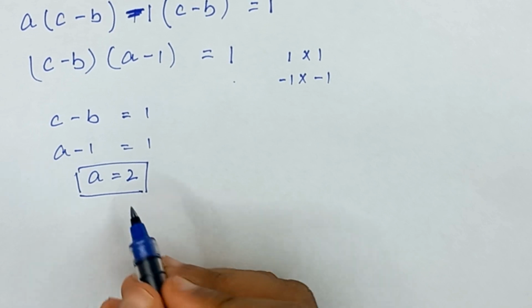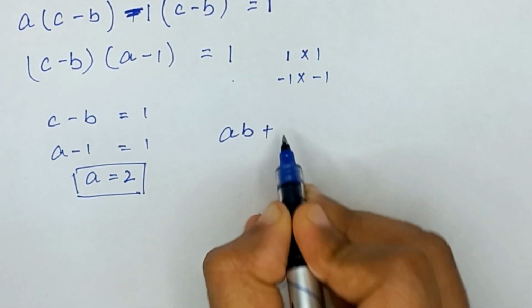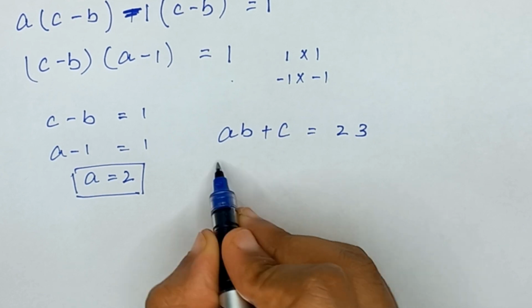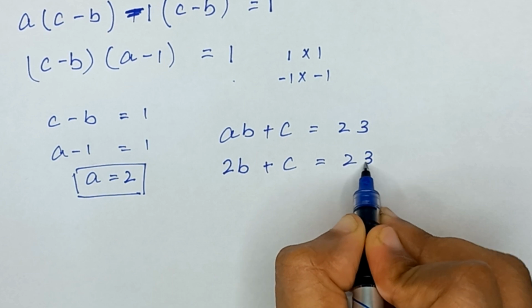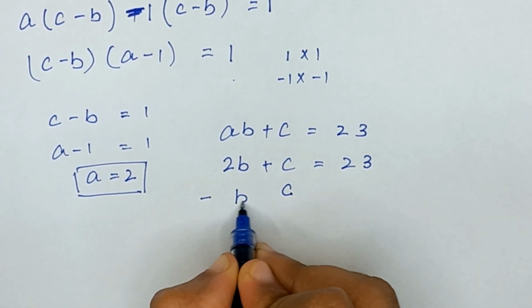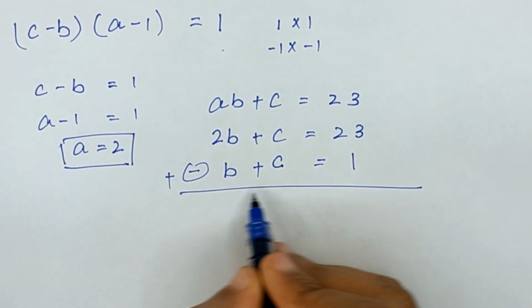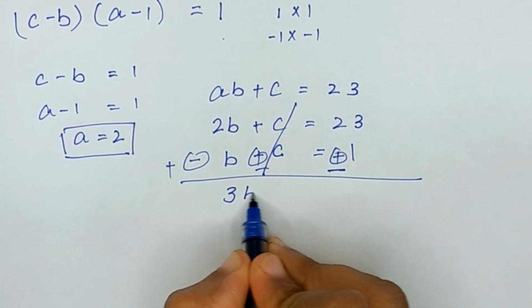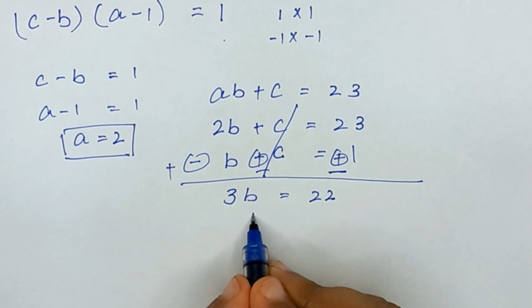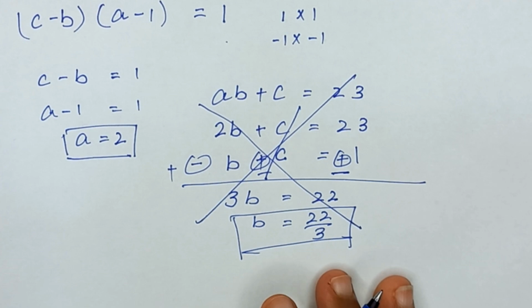If A is equal to 2, then I substitute this value of A in the first equation, which is AB plus C is equal to 23. Then from here it will be 2B plus C is equal to 23, because A is equal to 2, and the second equation is C minus B is equal to 1. Now I will subtract, then it will change its signs. This will be cancelled out and it will be 3B is equal to 23 minus 1 is 22, and B will be equal to 22 divided by 3, which is not an integer. That means this case will be rejected.